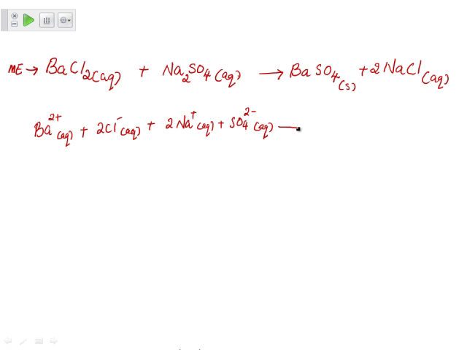Done with the left side, putting the arrow. Do I do anything with BaSO4 solid? No, I do not. Please do not split the solids. So I will write BaSO4 solid as it is. Don't touch it. Plus, what do I do with the 2 NaCl AQ? I need to separate them into their ions. What are the ions there? 2 Na+ and 2 Cl-. This is called the ionic equation.